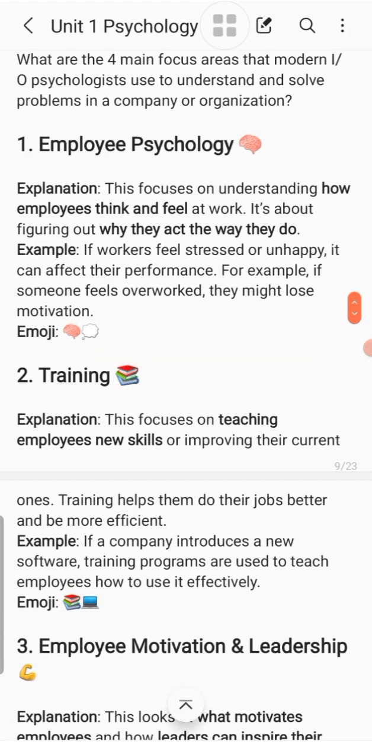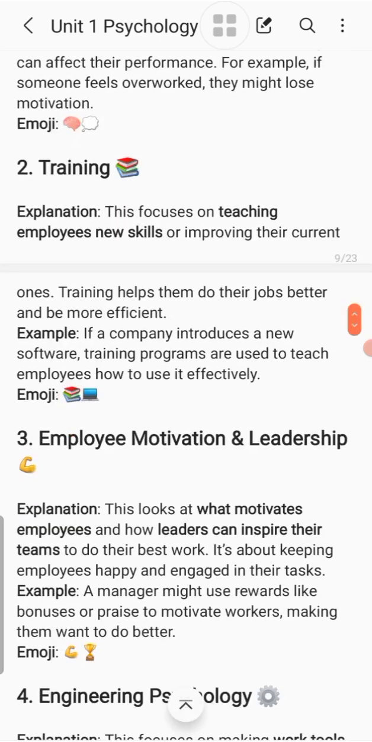Training. This focuses on teaching employees new skills or improving their current ones. Training helps them to do their jobs better and be more efficient. If a company introduces a new software, training programs are used to teach employees how to use it effectively.